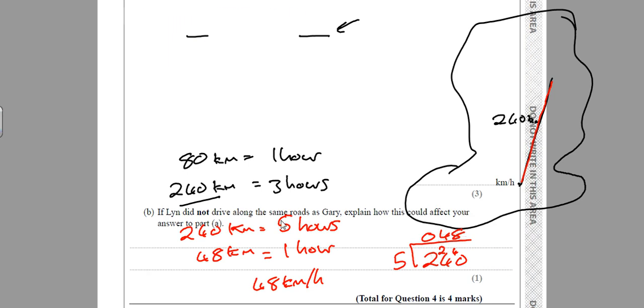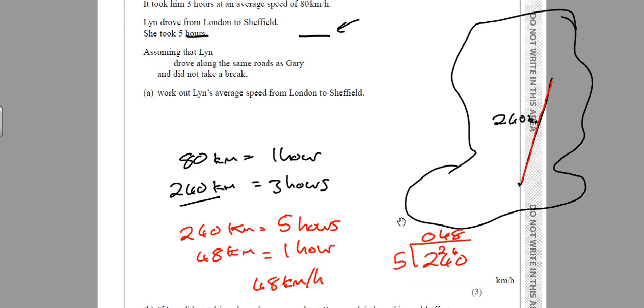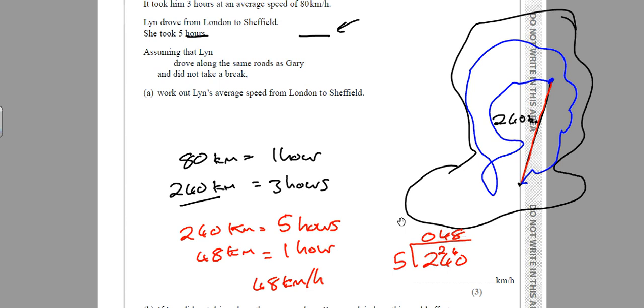If Lynn did not drive along the same road as Gary, explain how this could affect her answer to part A. So let's say Lynn didn't do that. So she sort of travelled this road to get to Sheffield. Therefore, she's done a lot more kilometres, but she's still done it in 5 hours. So you need to say that if she travelled further, so if she did more kilometres, then that average speed would be greater. If she actually took a shortcut and only did like 120 kilometres, but it still took her 5 hours, then her average speed is going to be less.